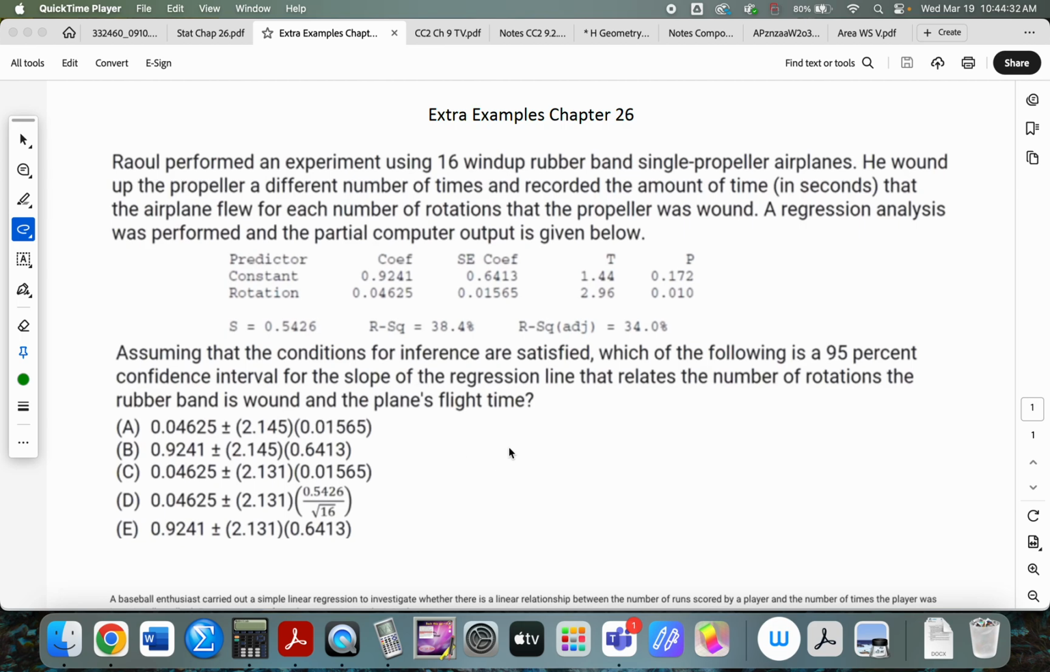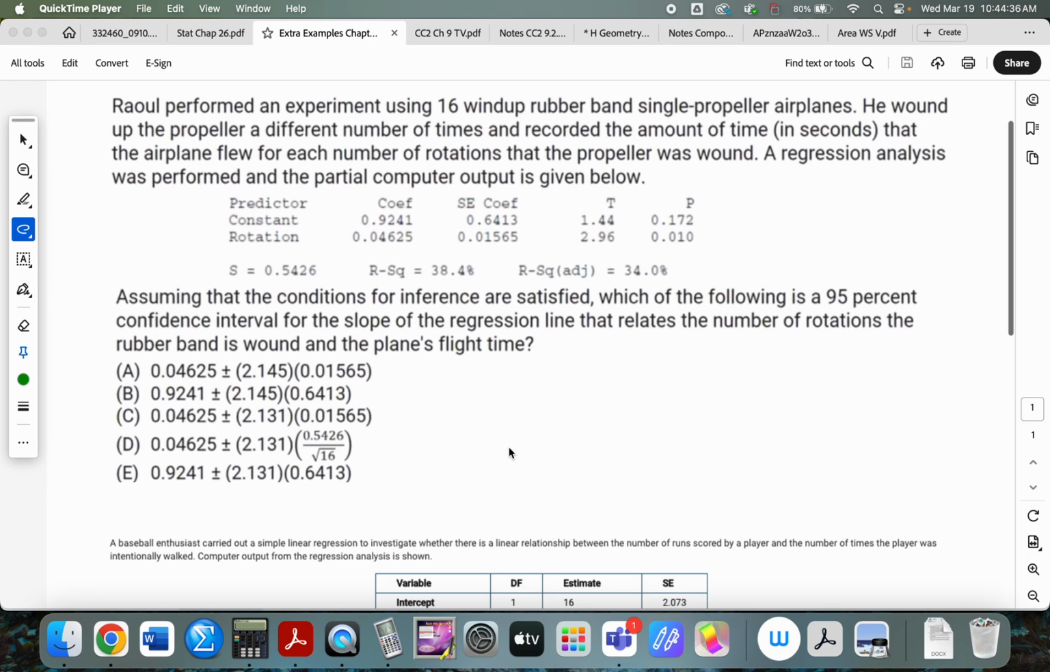So let's go back over some very basic things that we have been doing for almost this entire semester. What is the formula for a confidence interval? Statistic plus or minus. So, it's the statistic. So, what is that?